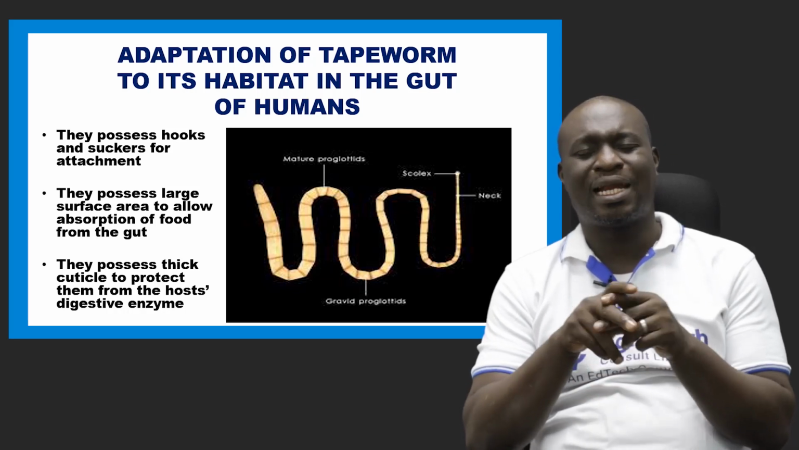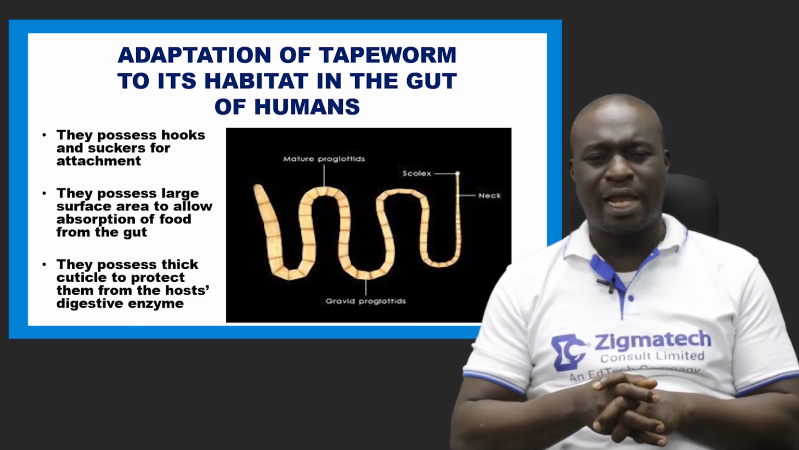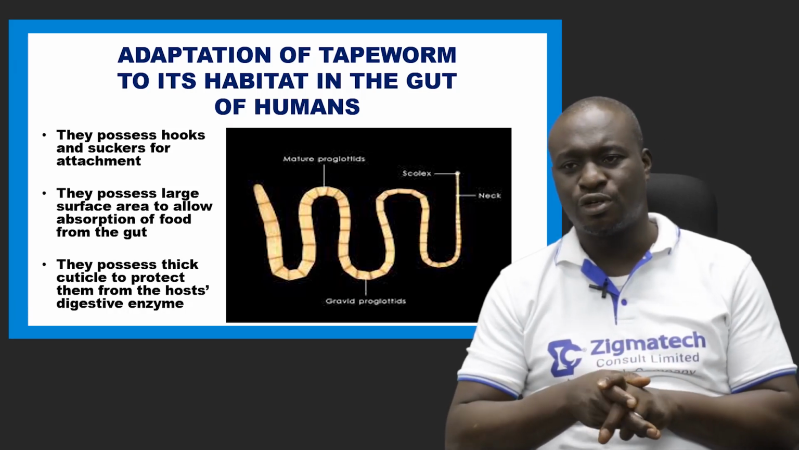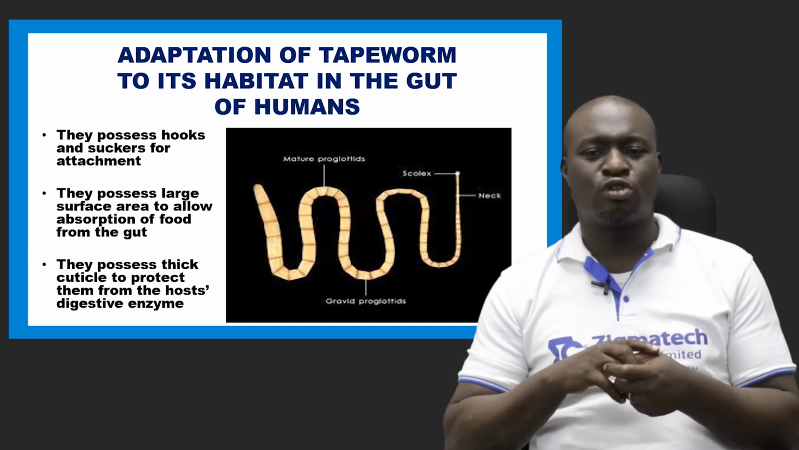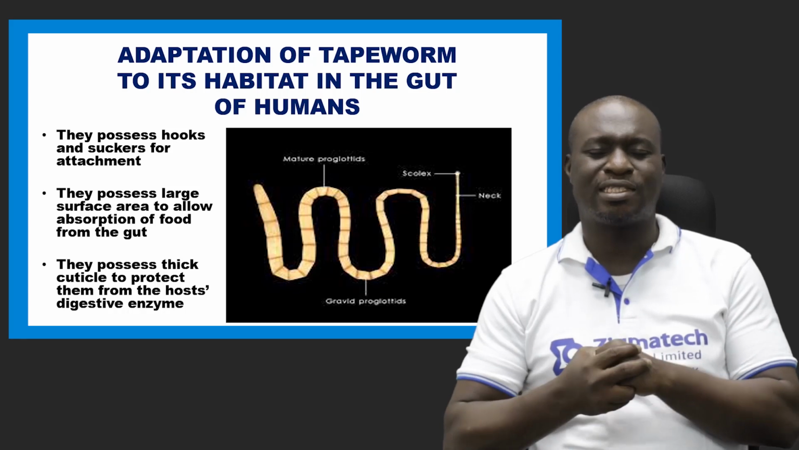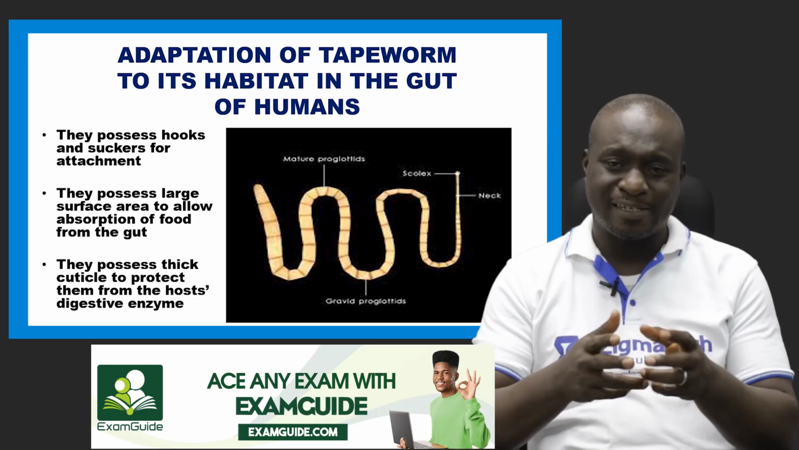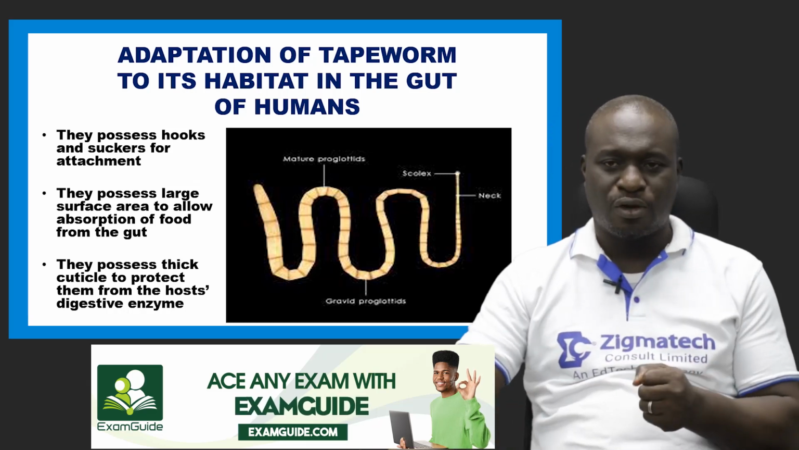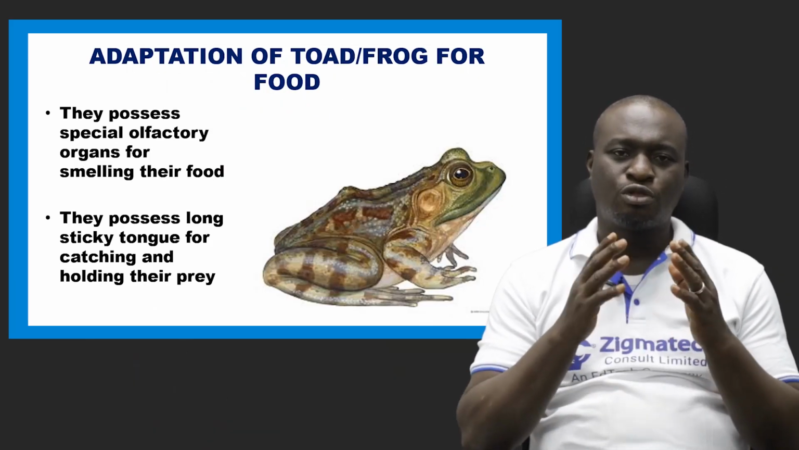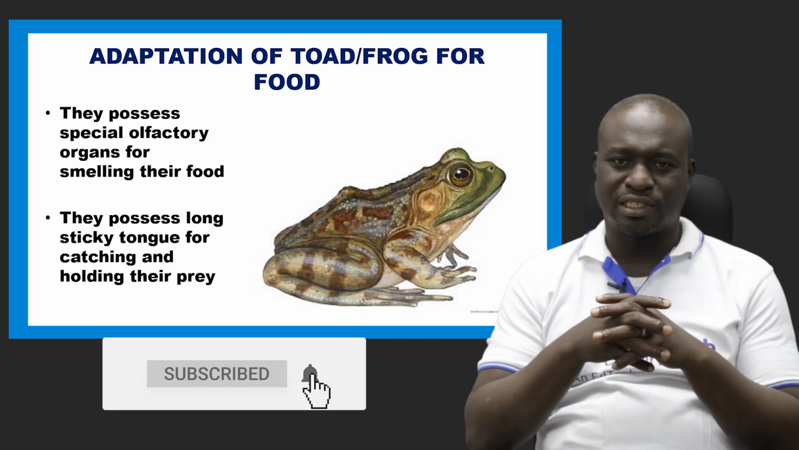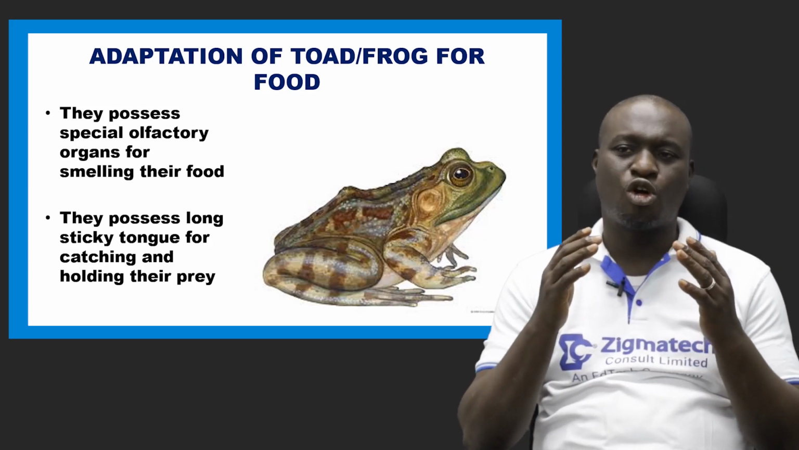Another one is that they possess large surface area to allow absorption of food from the guts. And also another adaptive feature is that they possess thick cuticles. These thick cuticles are to protect them from the host's digestive enzymes, so that the host's digestive enzymes won't start attacking their tissues. So these are some of the adaptive features of tapeworm to their habitat, which is the guts of their host.